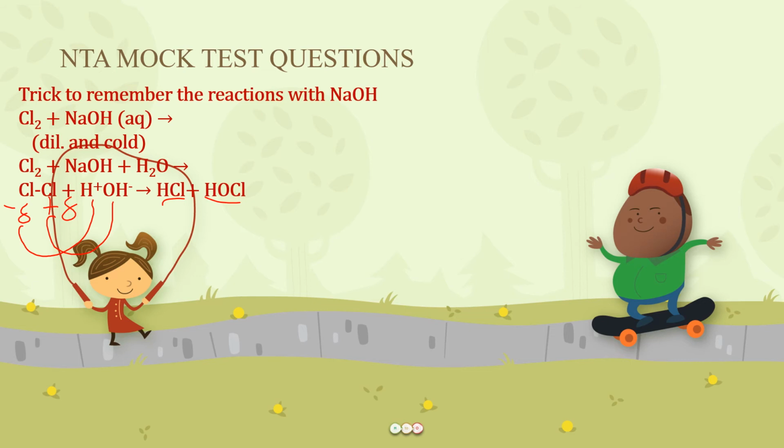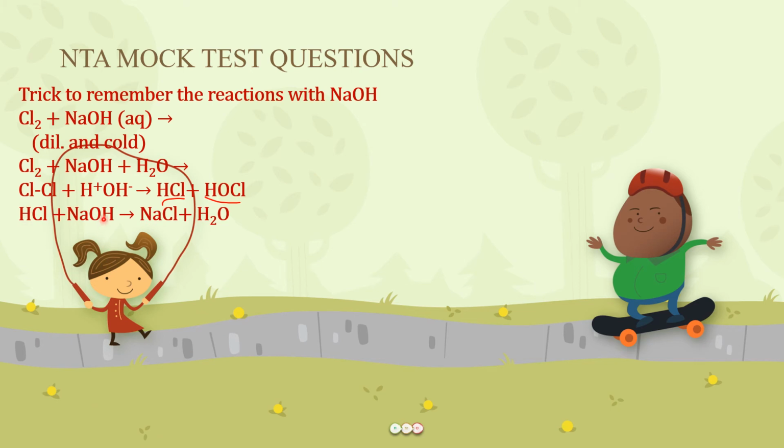So the positive and negative combine to form the product. This product, I think, is going to be easy for you to remember. Chlorine plus water will give us HCl and HOCl, that is hypochlorous acid. Now, further, what we are going to do is react these two compounds with NaOH one by one, and that should be easy now.